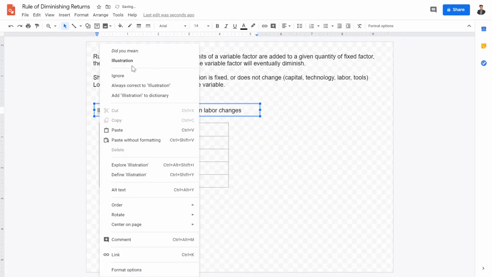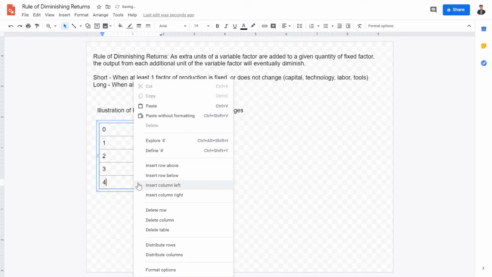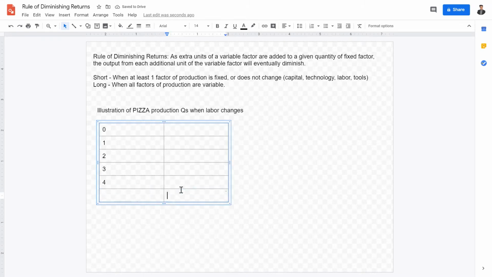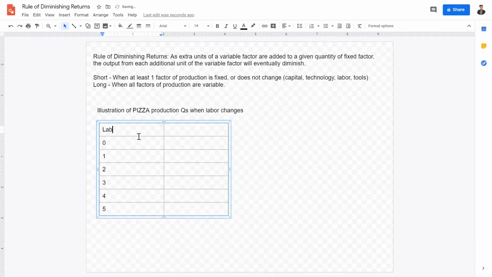The variable factor right here is labor. When labor is 0, when labor is 1, when labor is 2, when labor is 3, when labor is 4. Let's go to 5, 5 is a good number. Insert row below when labor is actually 5. Let me insert a row above. This is labor, and this is the pizza output. When there is 0 quantity of labor, of course there's 0 pizza output.